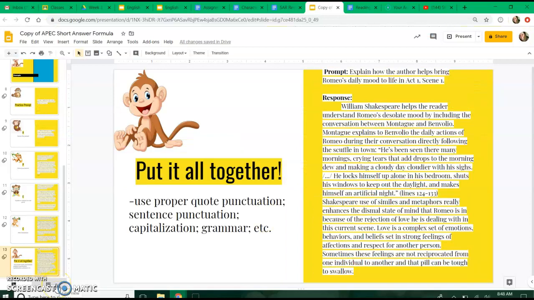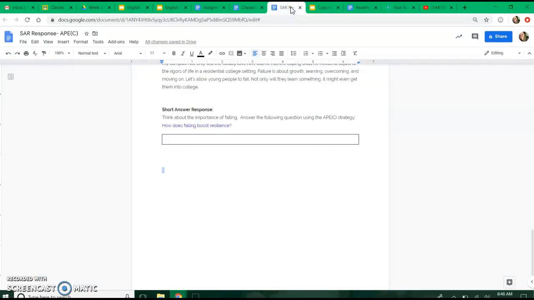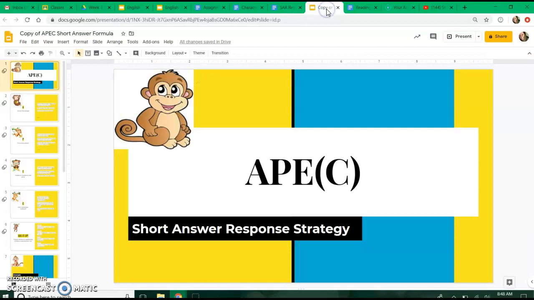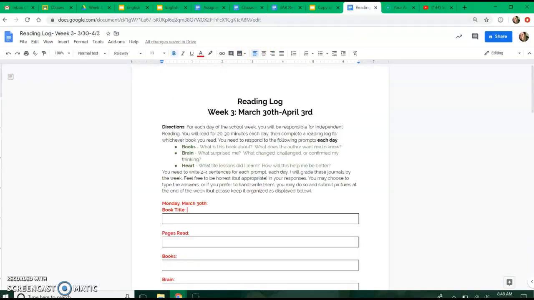I will post that so that you have that as well. Remember, your SAR, your APE goes here. So you're using these notes with the monkeys for the How Does Failing Boost Resilience SAR prompt. Then the last thing you're responsible for this week is your reading log.